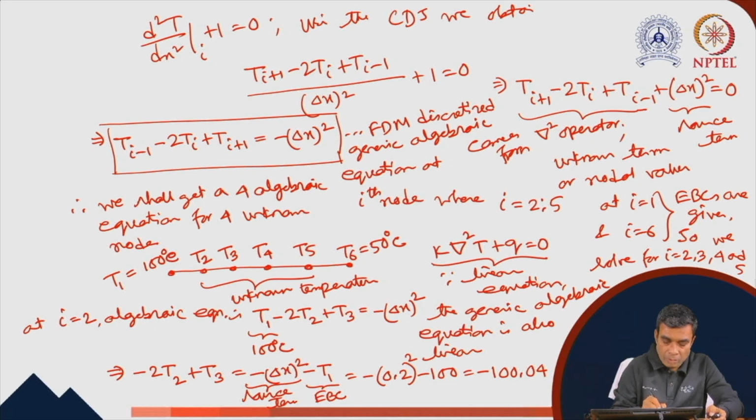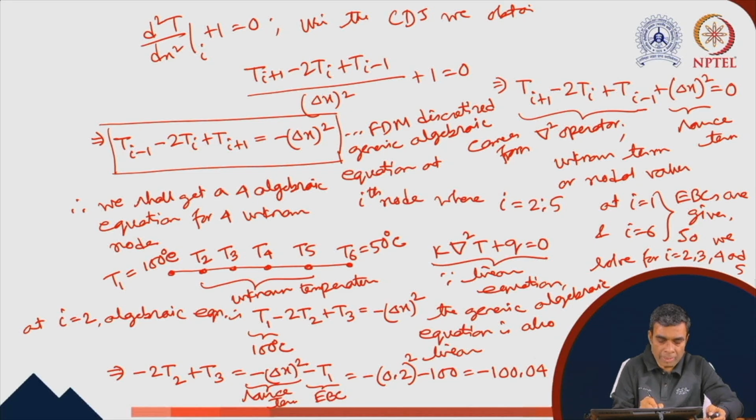It means that when we write the algebraic equation at node number 2, contributions come from node 1 and node 3. But since we know the solution at node 1, this contribution shifts to the right hand side. So the algebraic equation at node 2 consists of unknown quantities T2 and T3.